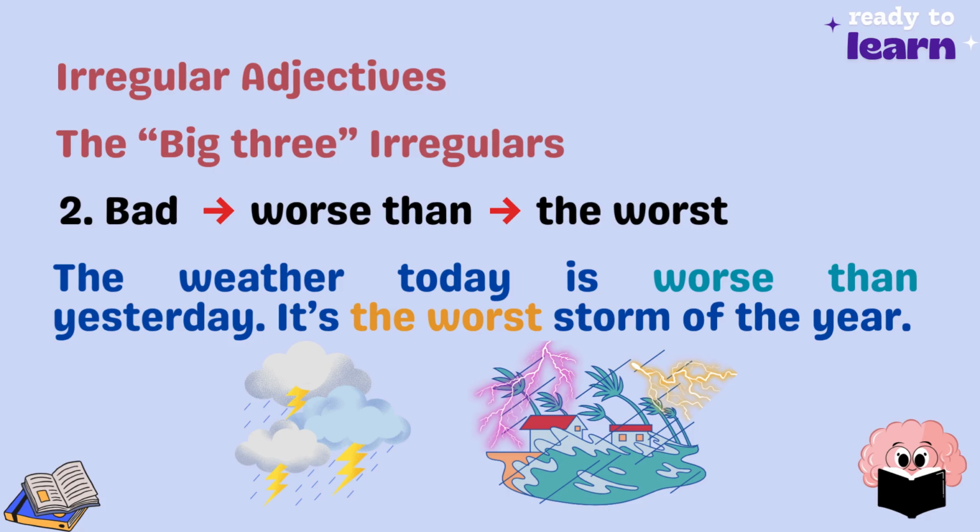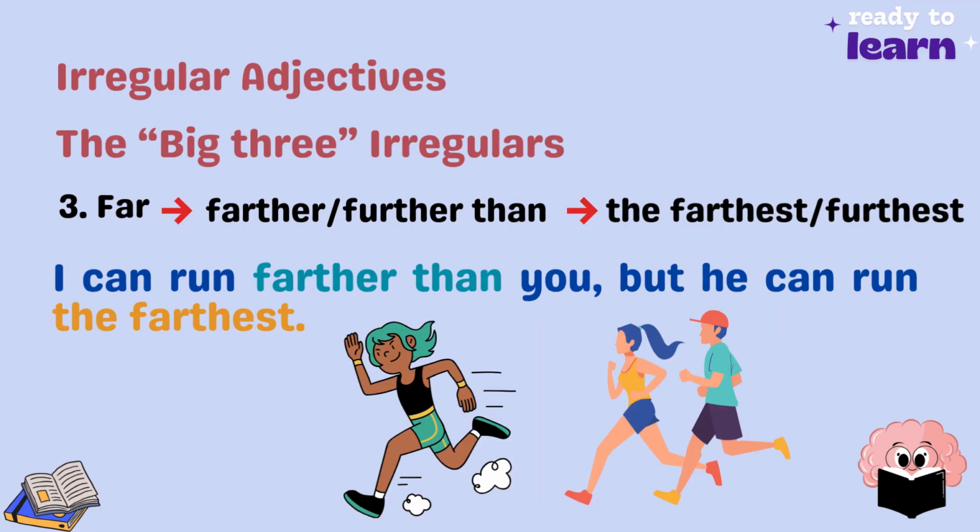2. Bad, worse than, the worst. The weather today is worse than yesterday. It's the worst storm of the year. 3. Far, farther or further than, the farthest or furthest. I can run farther than you, but he can run the farthest.